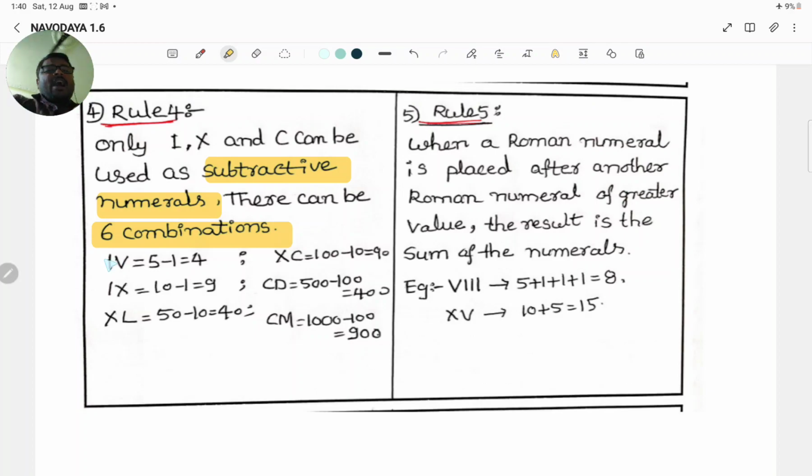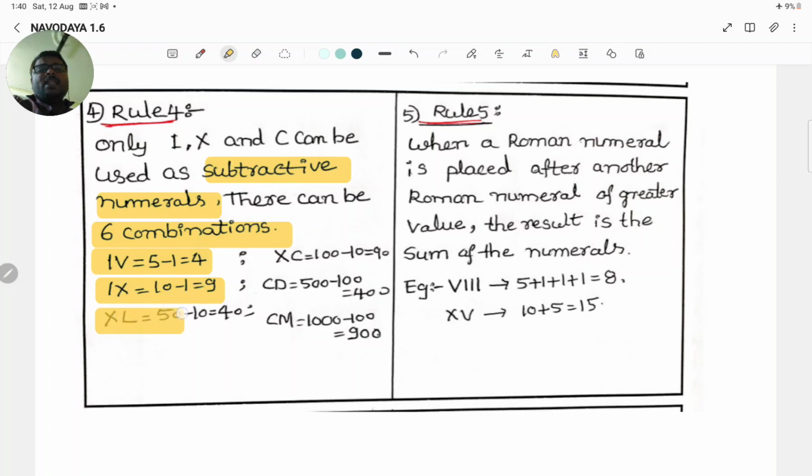See here, the first one is IV. In IV, I is present on the left side of V. V indicates 5, and I is on its left side, so we have to subtract 1 from 5. You will get the answer 4. Next, when you are writing 9, what do we write? I and X, IX. I is present on the left side of X. Here 10 minus 1, we will get the answer 9.